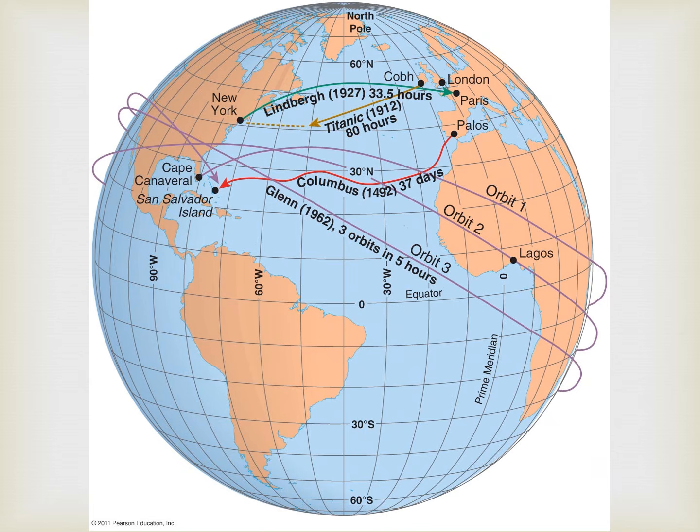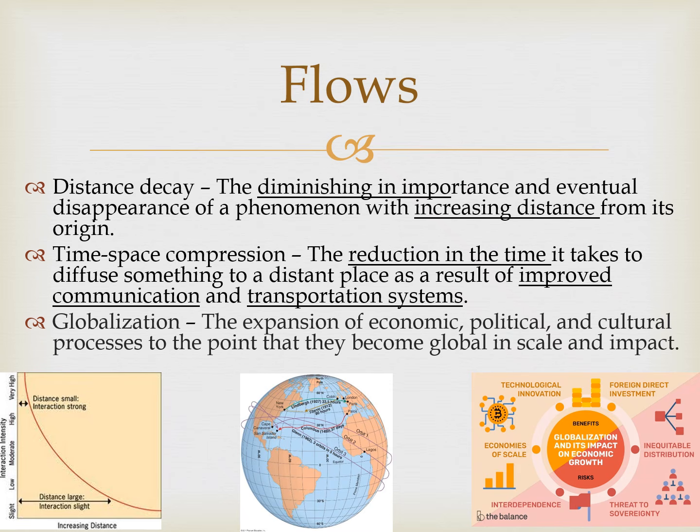So if distance decay dealt with the issue of accessibility, then time-space compression is all about connectivity. The more connected two places are, the shorter the relative distance between them. And as more places become more connected, as high-speed air travel, containerized shipping, and the internet make more places more connected, we're seeing the rise of globalization, which is the expansion of economic, political, and cultural processes to the point that they become global in scale and impact.